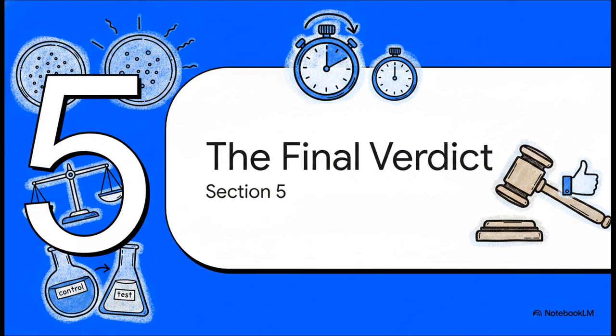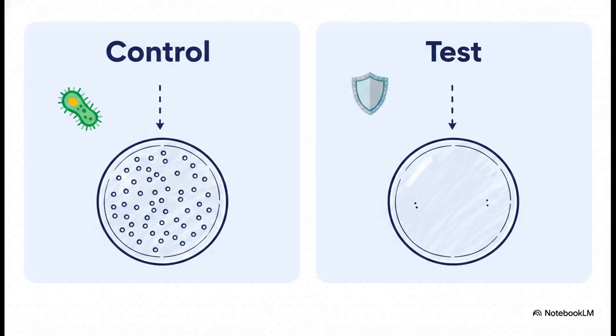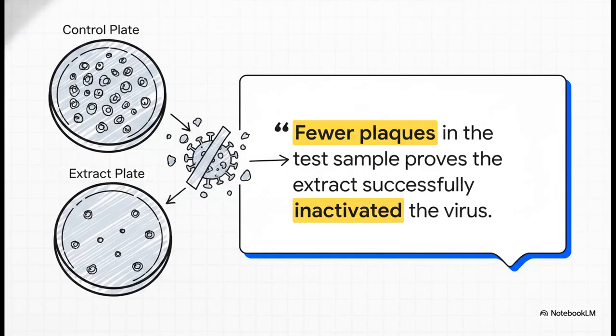And here we are, the moment of truth. All that work, the preparation, the waiting, it all comes down to this. By comparing our test sample to a control, we can finally deliver the verdict. Now, what's really important here is the comparison. We always run a control sample that just has the virus, no extract at all. And in that one, as you'd guess, the virus just goes wild and creates tons of plaques. But in our test sample, if our extract actually worked, we should see way fewer plaques, maybe even none at all.